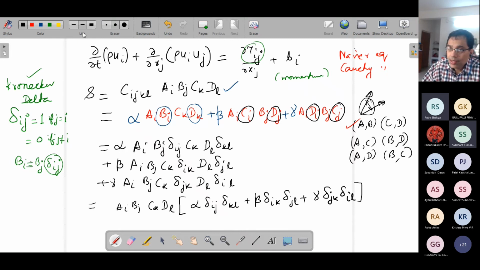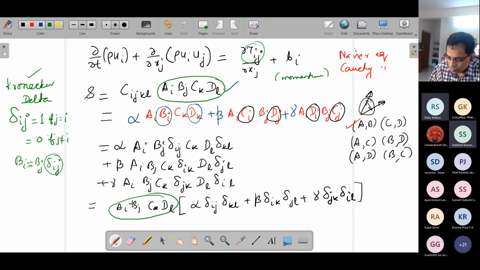Now compare the left hand side and the right hand side, and I will show where the comparison comes. You have this one and this one. Because they appear the same on both sides, you must have Cijkl equal to this.